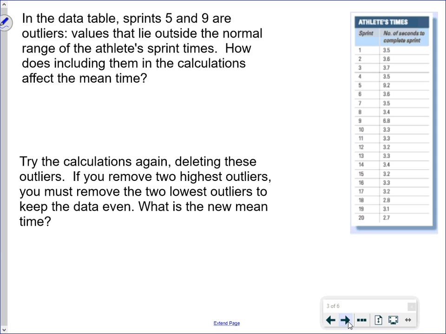So how does including these two values in the calculation affect the mean? When we found our mean, it ended up being 3.78 seconds. So when we added in these 9.2 and 6.8 seconds, it made the mean higher.